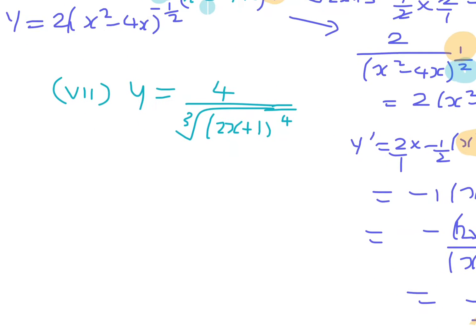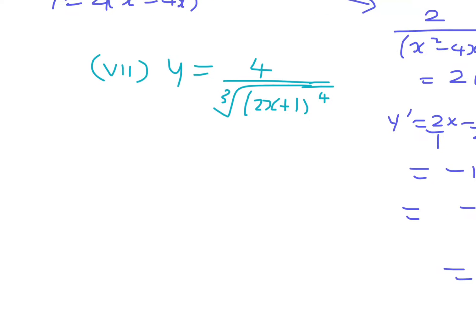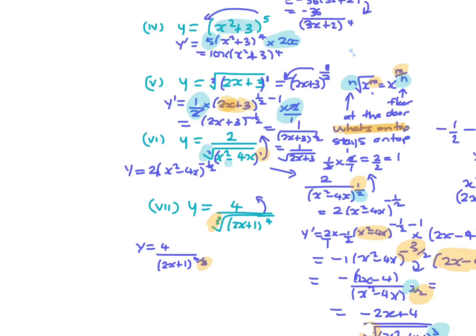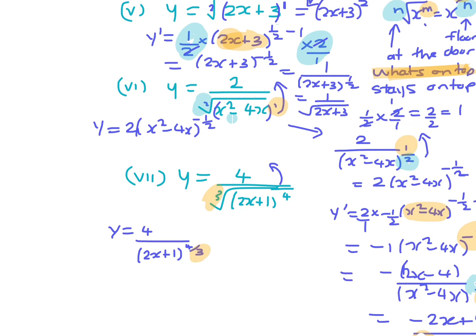Okay, so let's look at this one here and focus on this one. So first of all, you've got to get it into the right form. So you move it up to the top. So y is equal to 4. Now, let's just get it into index form first. So 4's on the top, 3 is the root, because the door is on the floor, and what's on top there stays on top.